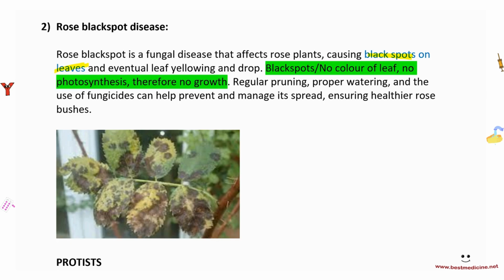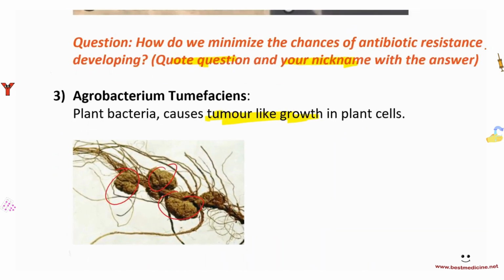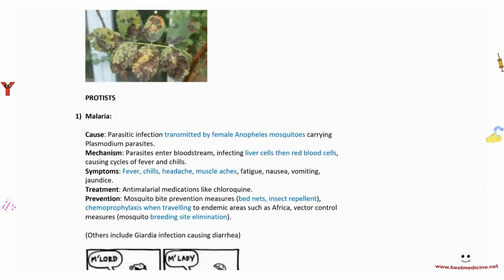So basically, if you have black spots on the leaves, then you don't have any photosynthesis going on there. If you don't have photosynthesis, you're not going to have any growth. Eventually, it will lead to falling off of the leaves. Now, regular pruning, proper watering, and the use of fungicides can help prevent and manage the spread, ensuring healthy rose bushes. Again, this is not very high yield. This is not high yield, and this is not high yield. I rarely see any questions on this.